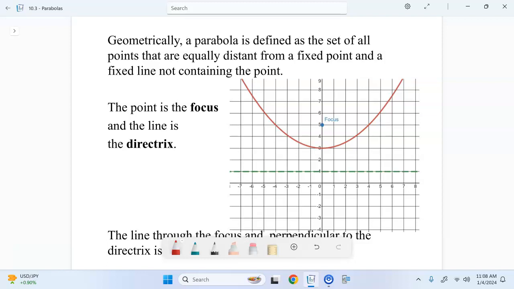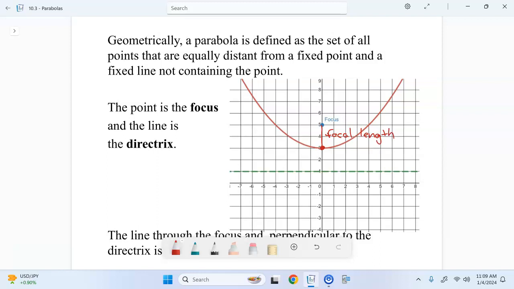First and foremost is that the vertex, which is a point, has to be the same distance from the focus to the directrix. That means that the vertex is going to be right smack in the middle between the two. The vertex is going to be that midpoint between the directrix and the focus. Okay? So we know that those two lengths are going to be the same. We call that the focal length.